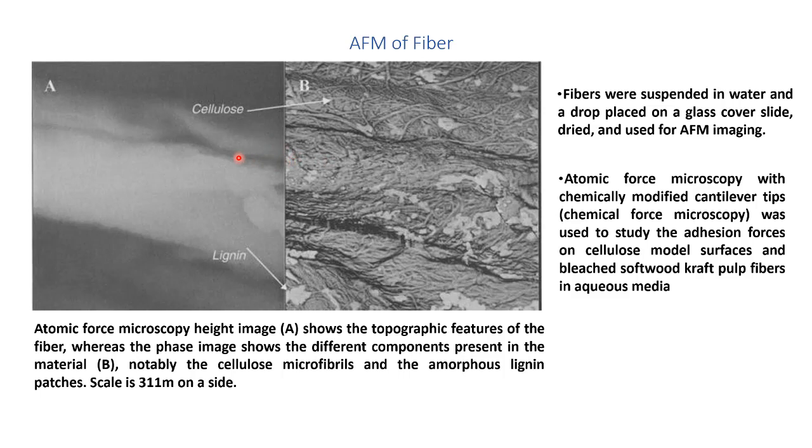So in AFM, we are able to observe the topography, as I told. Suppose this is a fiber. The fiber topography can be observed, and when we go to a higher magnification, we are able to see very distinct phases. Suppose this fiber has cellulose and lignin. Here we can see the structures of cellulose and lignin very differentially. Those kinds of structures can be observed in the AFM.